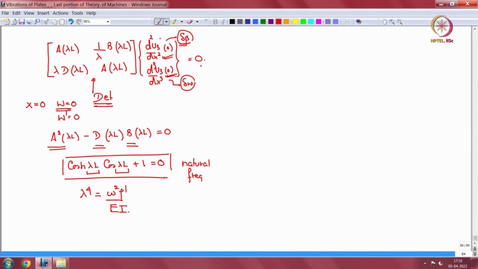Okay. So now what? This has to be computed numerically. It's not a straightforward deal. This has to be computed using software. So we have lambda 1L. If you do that, the first one comes out to be 1.875. The second one turns out to be 4.694. The third one, lambda 3L, is equal to 7.855 and so forth.